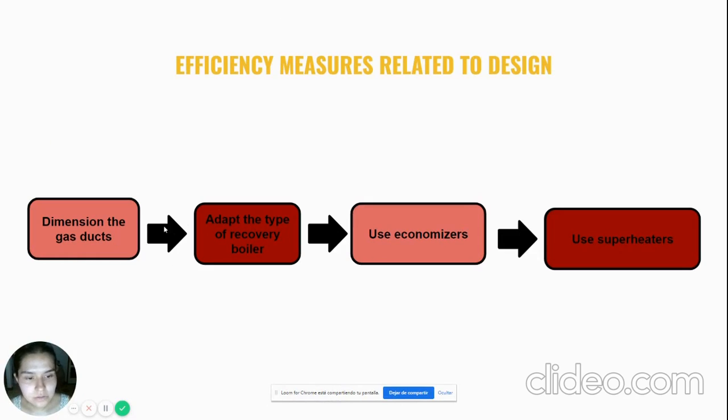Efficient measures related to design. Dimension the gas conduits according to the maximum gas flow rate and grade them according to the usual recommendations to avoid pressure losses due to excessive friction. Adapt the type of recovery boiler according to the content of solids in the combustion gases. Use economizers and superheaters of recovery heat if the temperature of the gas is sufficient.